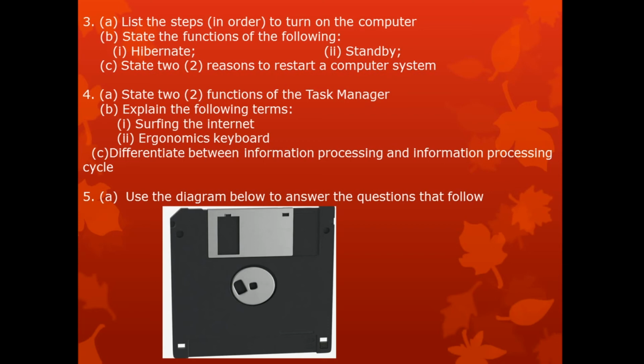Three, it displays all executable files in the system unit. Good. Let's look at the next one, which is B. Explain the following terms. Surfing the internet.